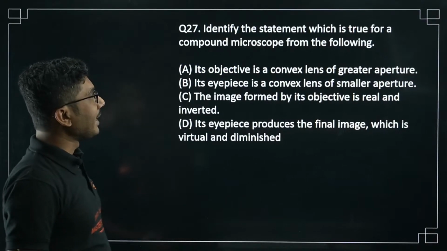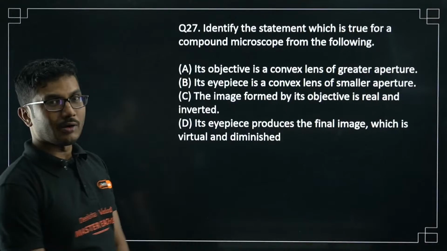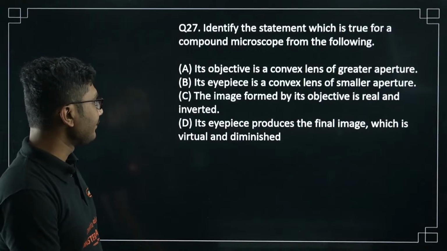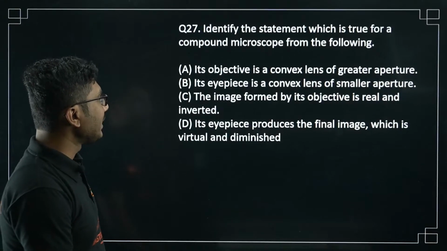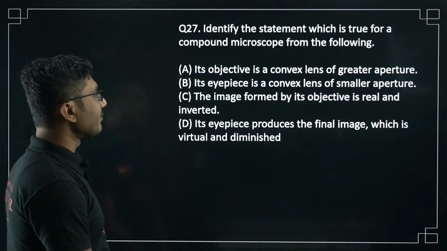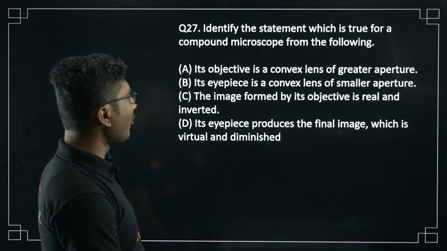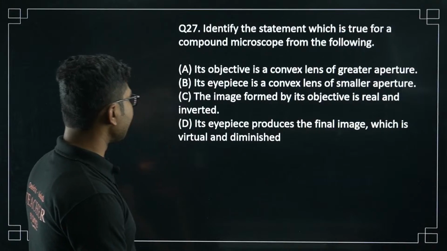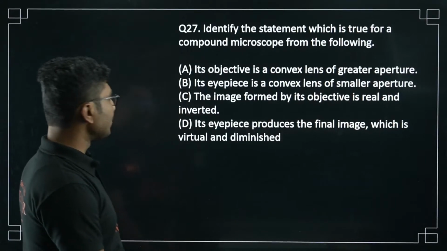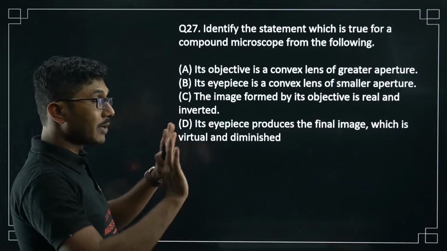Identify the statement which is true for a compound microscope from the following. Now we have completed all the statement based questions. Now we will see few normal questions. The objective of a convex lens is of greater aperture. Eyepiece of a convex lens of greater aperture. The image formed by its objective is real and inverted. Its eyepiece produces the final image which is virtual and diminished. Let's see. Compound microscope, okay?